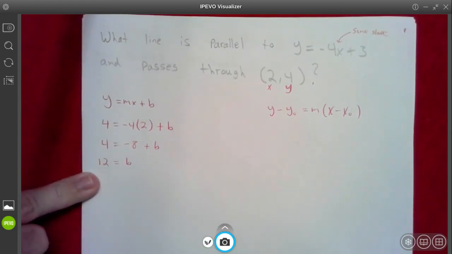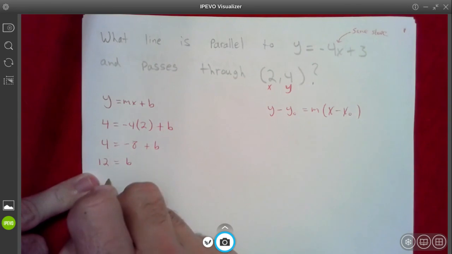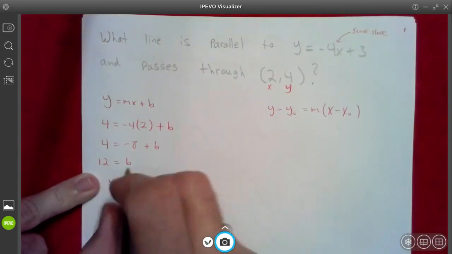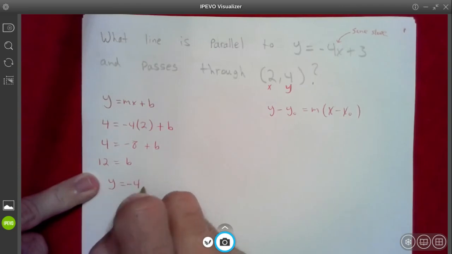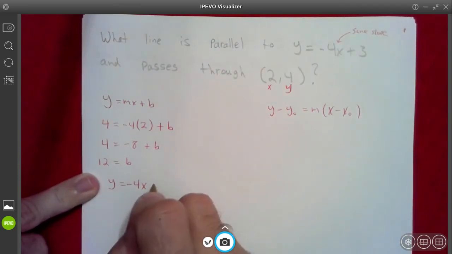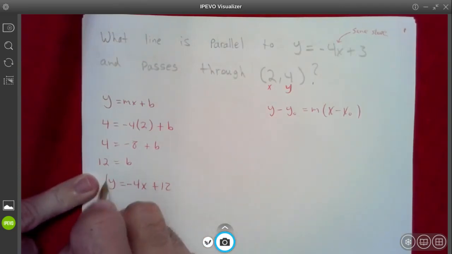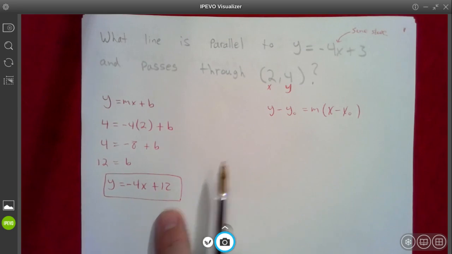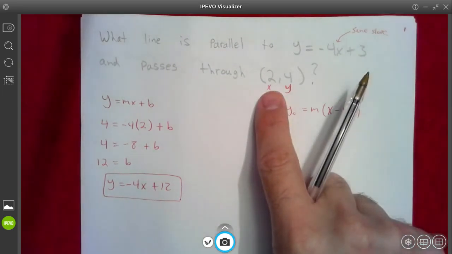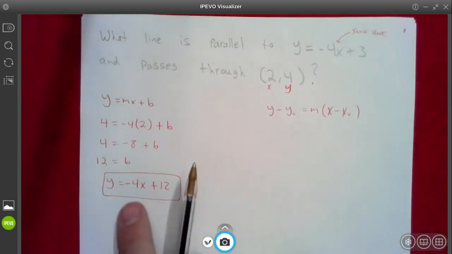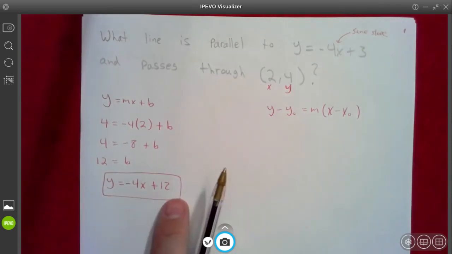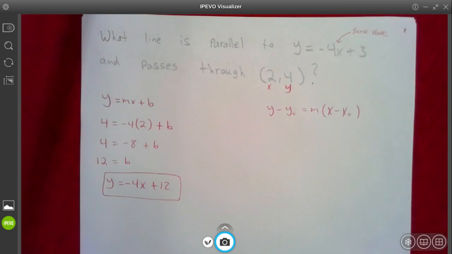And then you could actually complete the equation. It would be y equals mx plus b. Well, my m was -4, so y = -4x + 12. That would be my answer. And you could verify this. If you plug in 2 for the x, you should get a 4 back for y. -4 times 2 is -8. -8 plus 12 gives you 4.